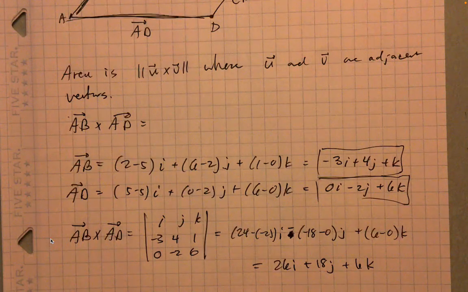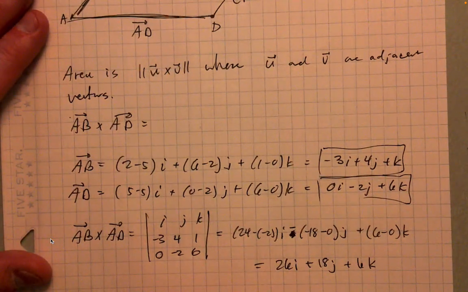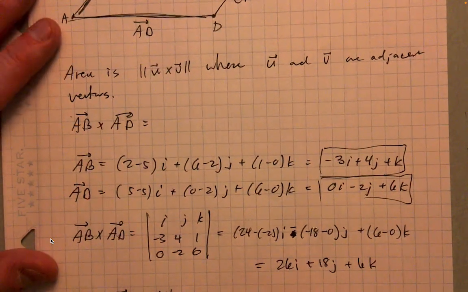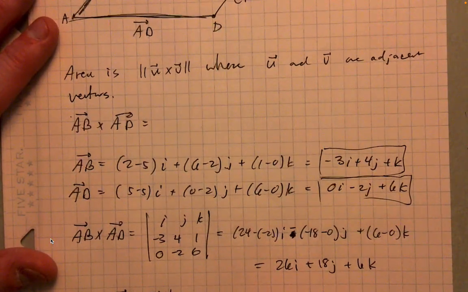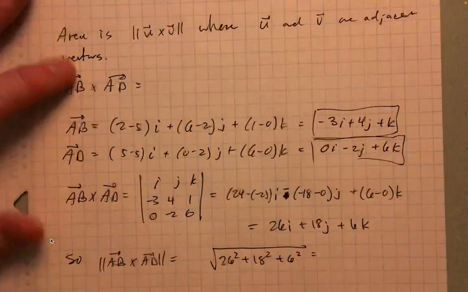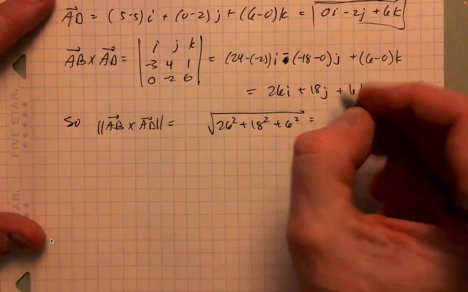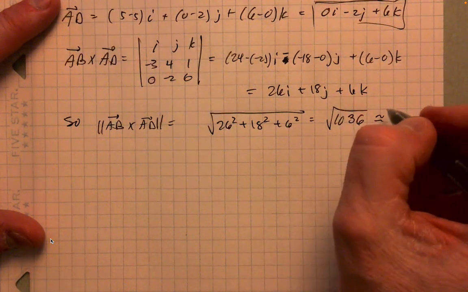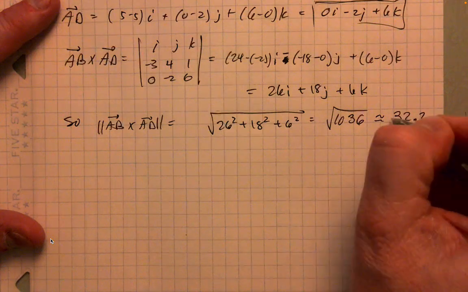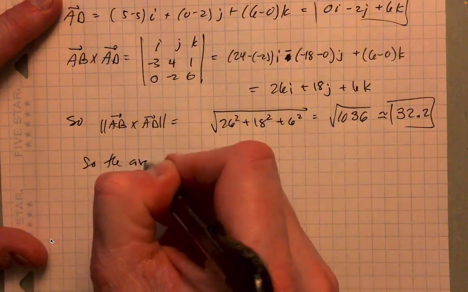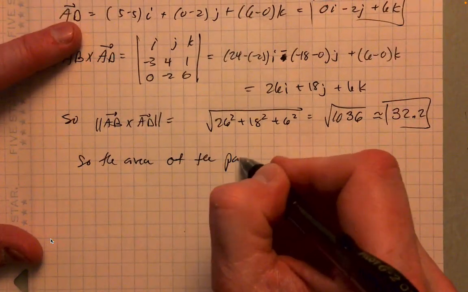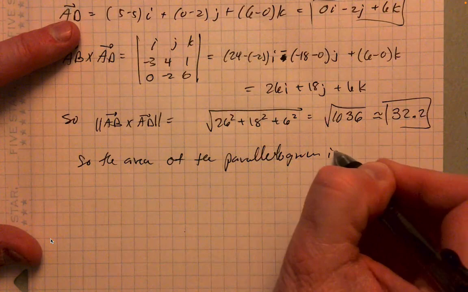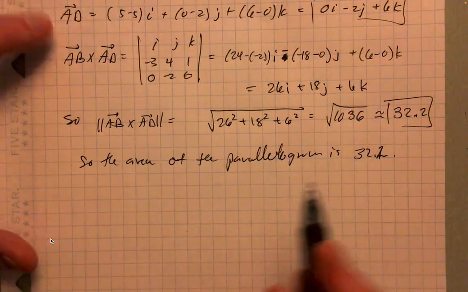Now what we need is the norm of that. So the norm of AB cross AD, it's just going to square all these things, add them up, and take the square root, right? So 26 squared plus 18 squared plus 6 squared. All right, that's a little bit of a mess, but we can get down to this. It's the square root of 1036, and that's approximately 32.2. Okay, so the area of the parallelogram is 32.2.